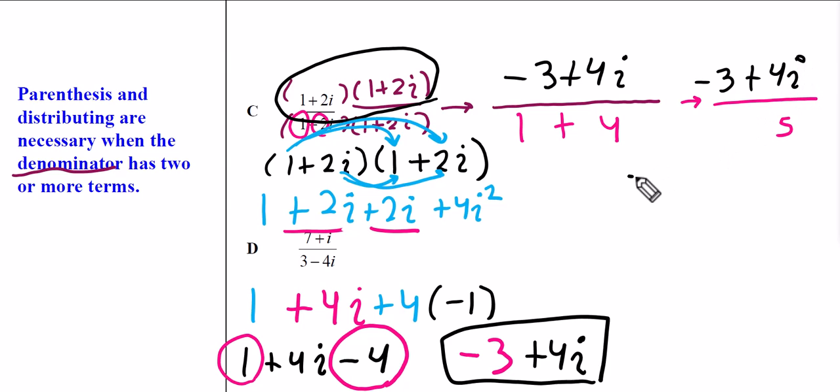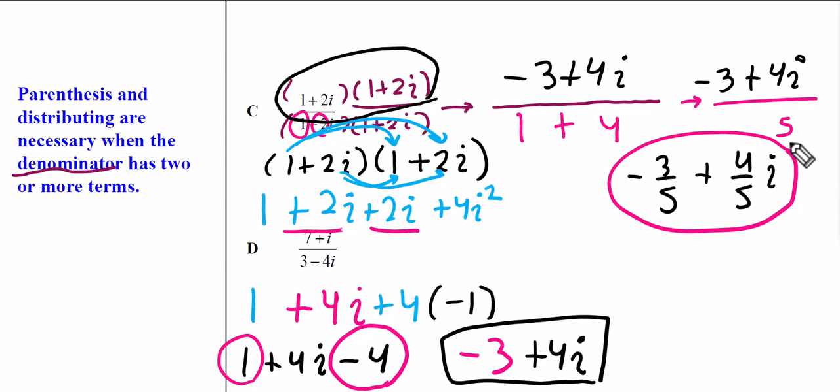Let's split it up. Minus 3 over 5, minus 4 over 5 times i. Nothing to reduce. So that is the final form of part C.